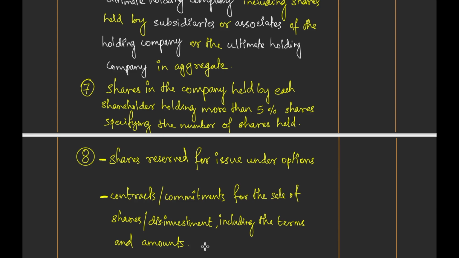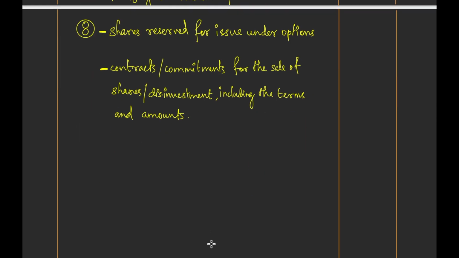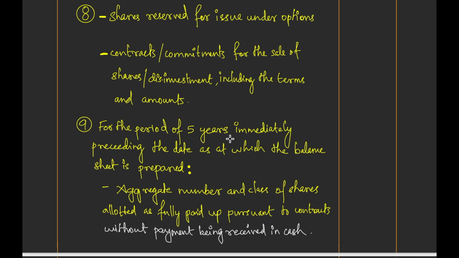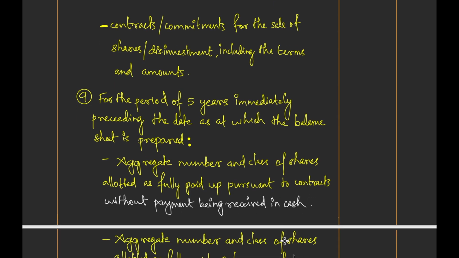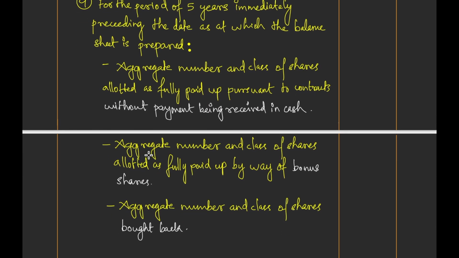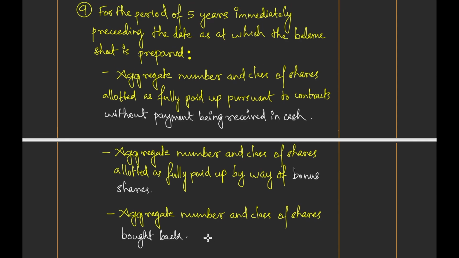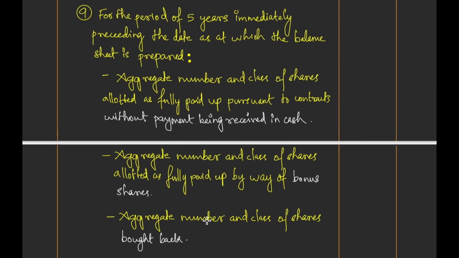Now the next one is, for the period of 5 years immediately preceding the date as at which the balance sheet is prepared, aggregate number and class of shares allotted as fully paid up pursuant to contracts without payment being received in cash. Then aggregate number and class of shares allotted as fully paid up by way of bonus shares, aggregate number and class of shares bought back. So I'll explain this point in detail.